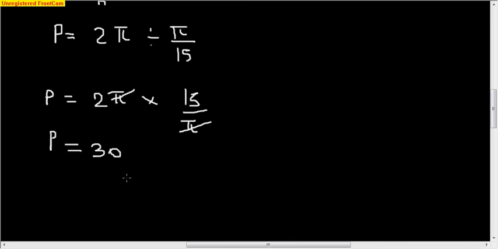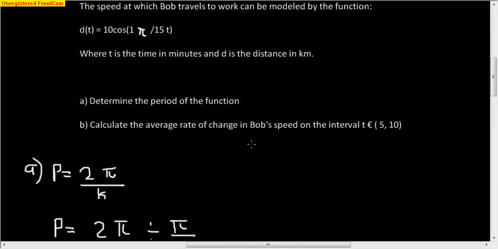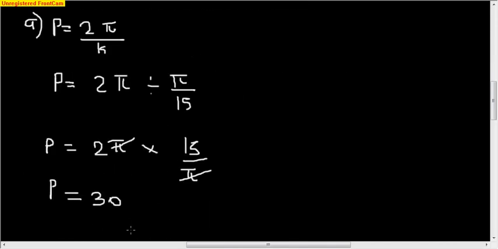Now the period means 30, and in the context of the question, it would be 30 minutes. So for one cycle to be complete, it takes 30 minutes. So it takes Bob 30 minutes to get to work, basically.